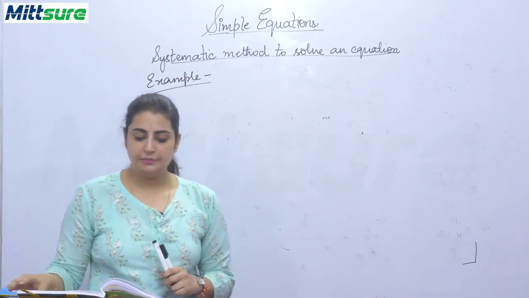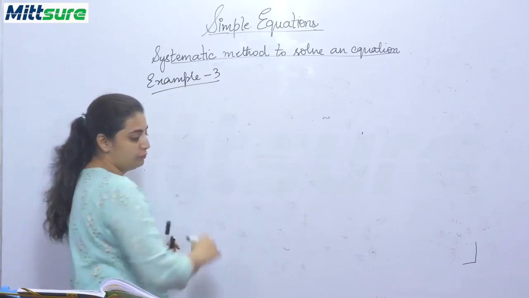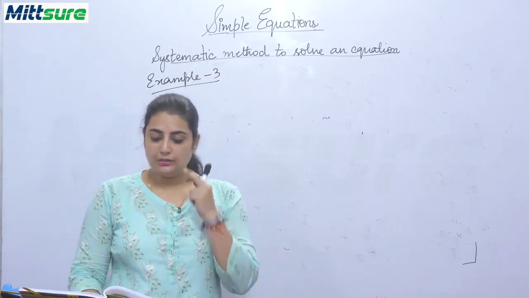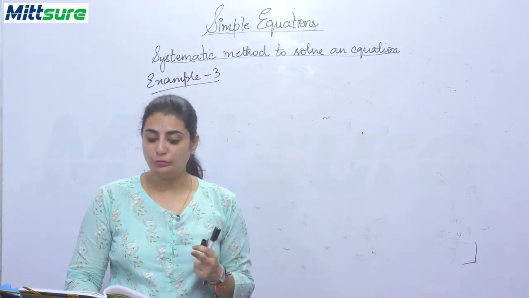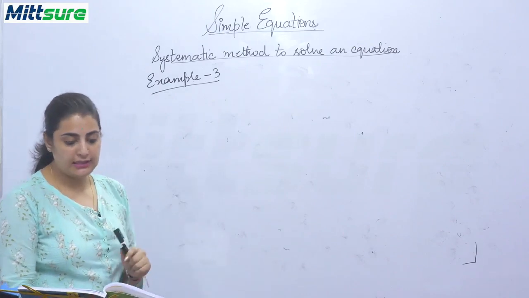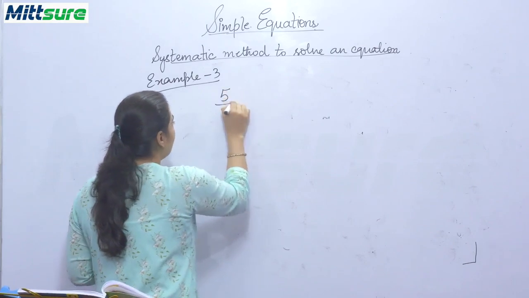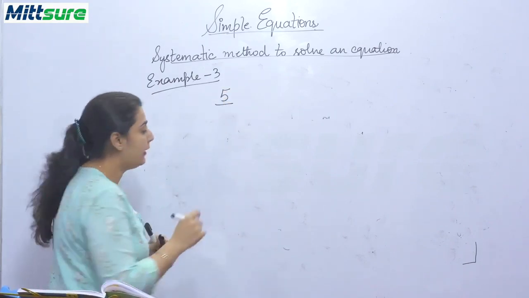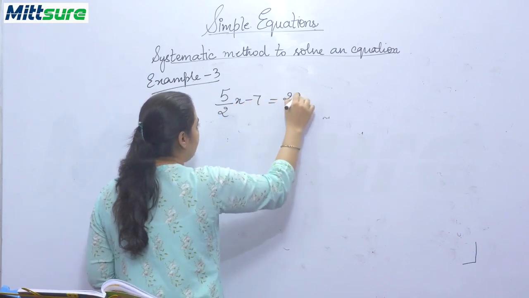So let us first frame the equation in example 3. Previously we have taken example 2. So three-fifths of a number, if he takes away 7 from 5 by 2 of the number, the result is 23. So let us first of all see what the equation is. The equation is 5 upon 2x minus 7, that gives you 23.